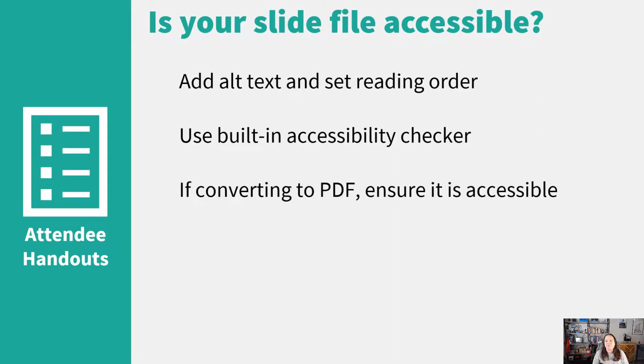And then if you're converting to a PDF, you want to make sure that PDF is accessible. When you convert a PowerPoint file to a PDF on a Windows machine in Office 365, you're getting an accessible PDF. So those alt text and reading order things are built in to the PDF. That's not the case in every configuration and every presentation tool. So just be aware.